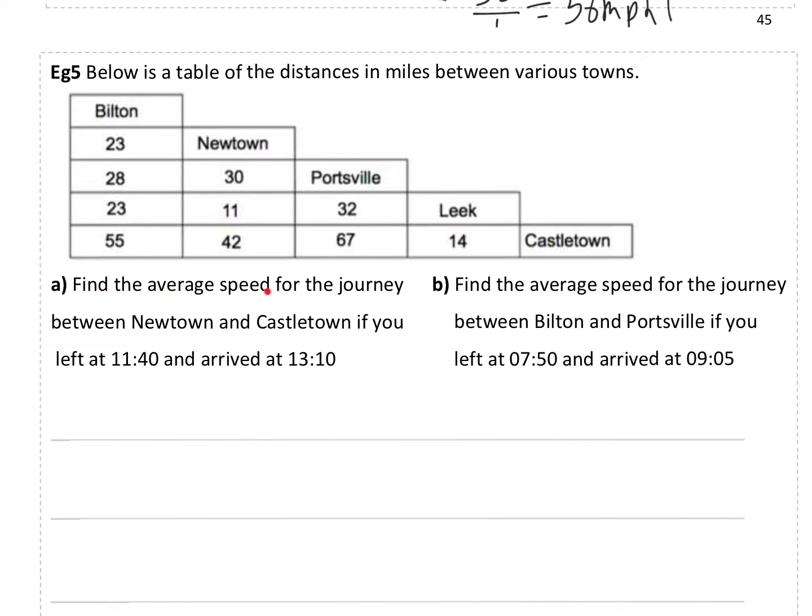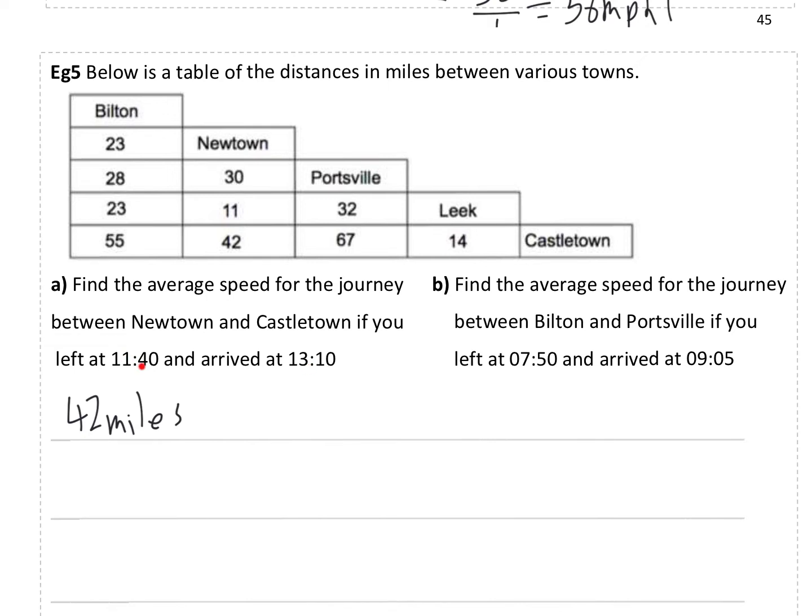Part A, we've got to find the average speed for the journey between Newtown and Castletown if you left at 11:40 and arrived at 1:10 or 13:10. So we need to get this distance between Newtown and Castletown. So Newtown's here, and we go down until we see Castletown on the right hand side. So Newtown and Castletown, they sort of coincide here at the 42. So the distance is 42 miles.